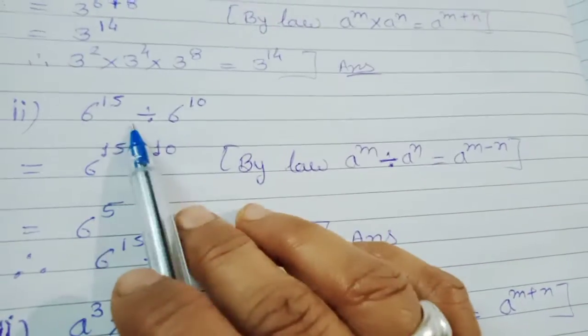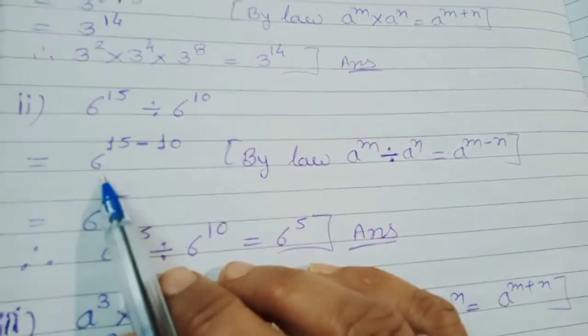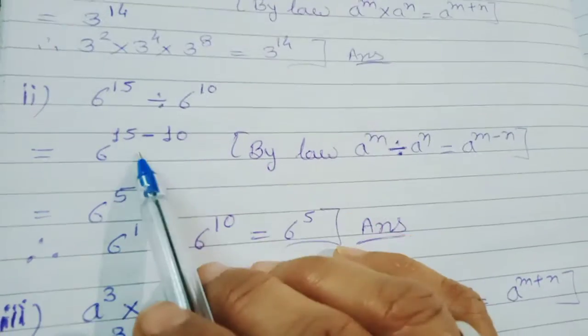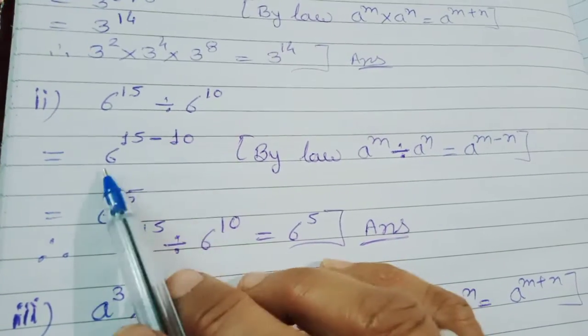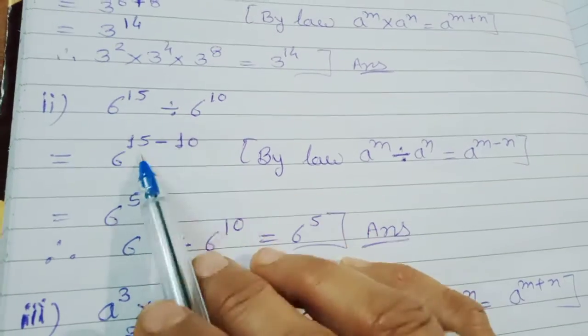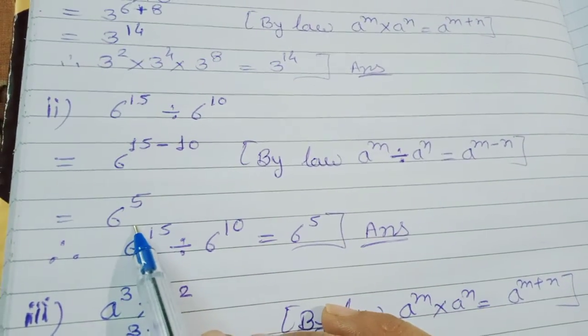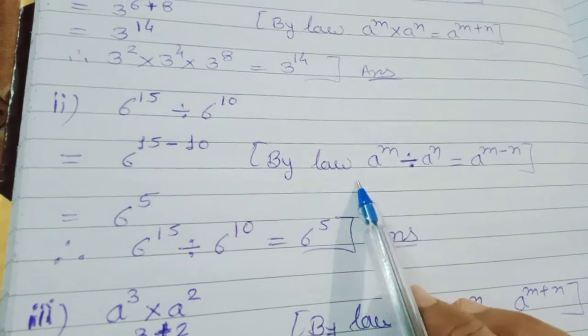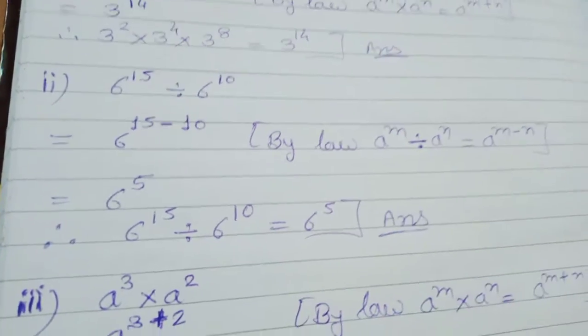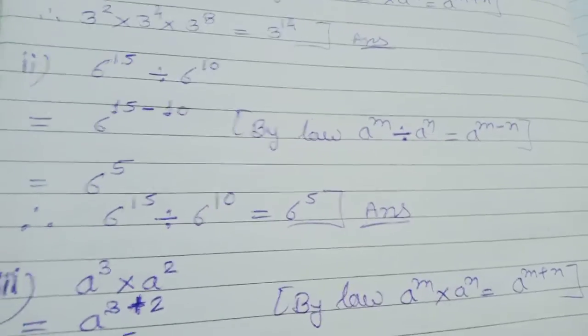Now 6 to the power 15 divided by 6 to the power 10. डिवाइड हैं, पावर क्या होगी, सब्सट्रैक्ट होगी. So 6 to the power 15 minus 10 is equal to 6 to the power 5. By which law, a to the power m divided by a to the power n is equal to a to the power m minus n.